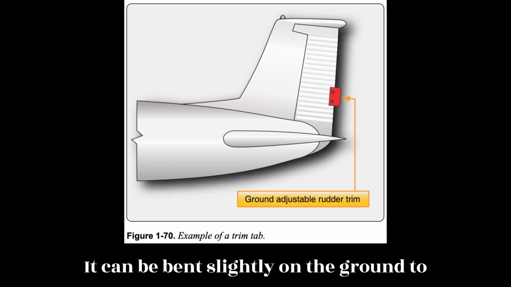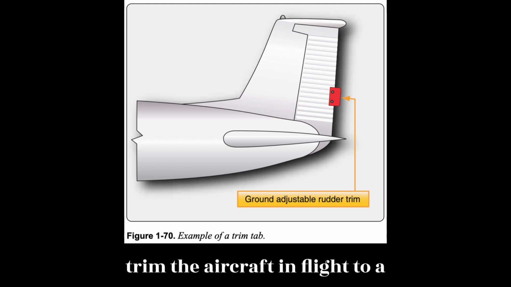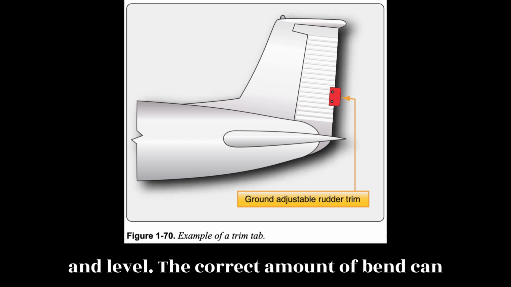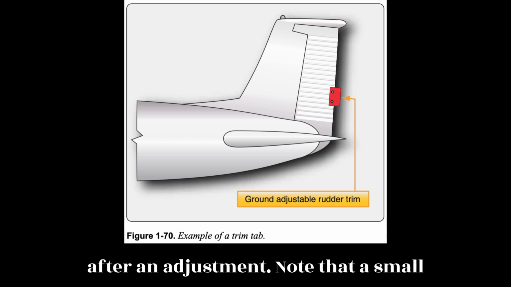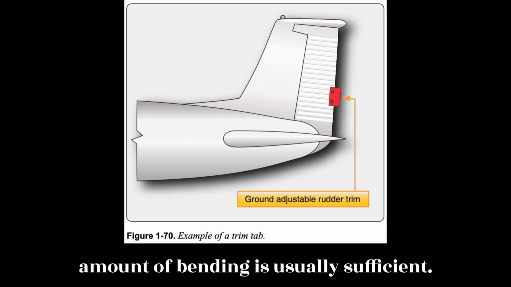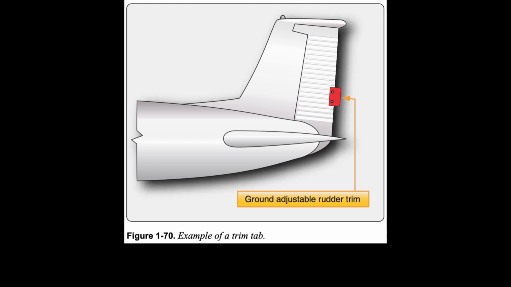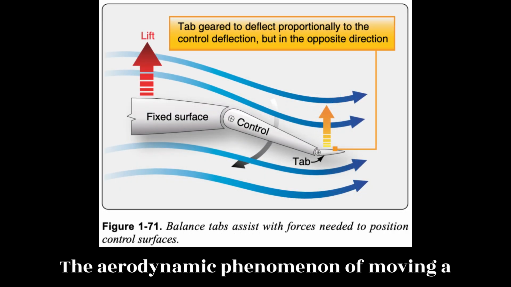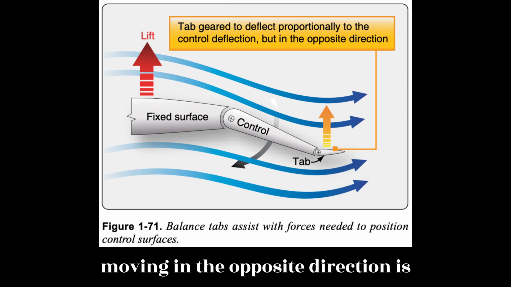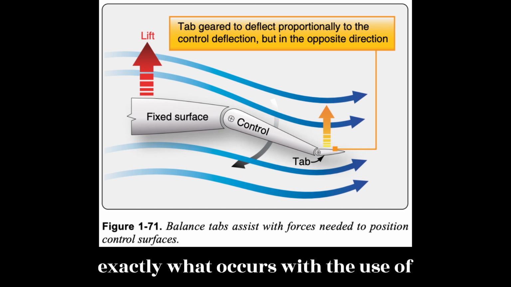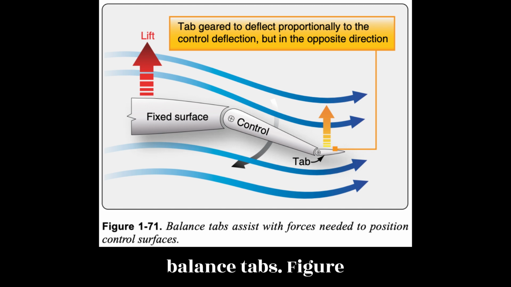It can be bent slightly on the ground to trim the aircraft in flight to a hands-off condition when flying straight and level. The correct amount of bend can be determined only by flying the aircraft after an adjustment. Note that a small amount of bending is usually sufficient. The aerodynamic phenomenon of moving a trim tab in one direction to cause the control surface to experience a force moving in the opposite direction is exactly what occurs with the use of balance tabs.